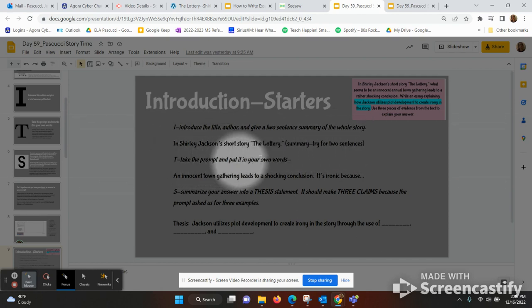And then T, take the prompt and put it in your own words. You're going to write an innocent town gathering leads to a shocking conclusion. Go ahead. Take my words. It's not plagiarism if I'm saying take them. All right, then you're going to write it's ironic because.